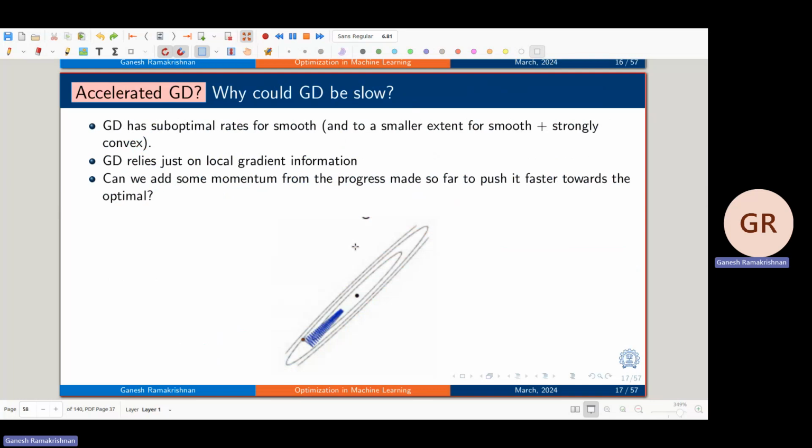So let's do some introspection. Why would gradient descent be slow? A little bit more intuition on the board, but we'll not do too much theory on the board. So the problem is gradient descent has suboptimal rates for smooth functions and, to a smaller extent, for smooth plus strongly convex. I mean, that square root kappa thing also, if you want, think of that also as a small gap there. But smoothness, why is gradient descent not exploiting smoothness? That's our question.